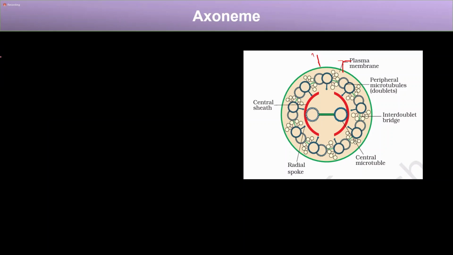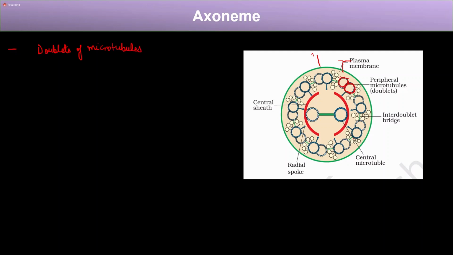Now, what other things are we seeing? The first thing that we can see here is this circular structure. This is a microtubule. And since two microtubules are attached to each other, this is called a doublet. So the axoneme comprises doublets of microtubules.